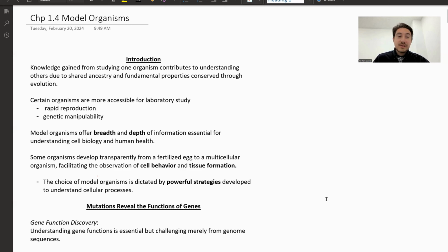In today's video, we're going to continue Chapter 1 of Molecular Biology of the Cell. This is Section 1.4, Model Organisms, and this is the last section for Chapter 1. I do apologize for taking such a long time to finish Chapter 1, but let's get to it. So this section talks about model organisms, right? There's a little bit of introduction, right?